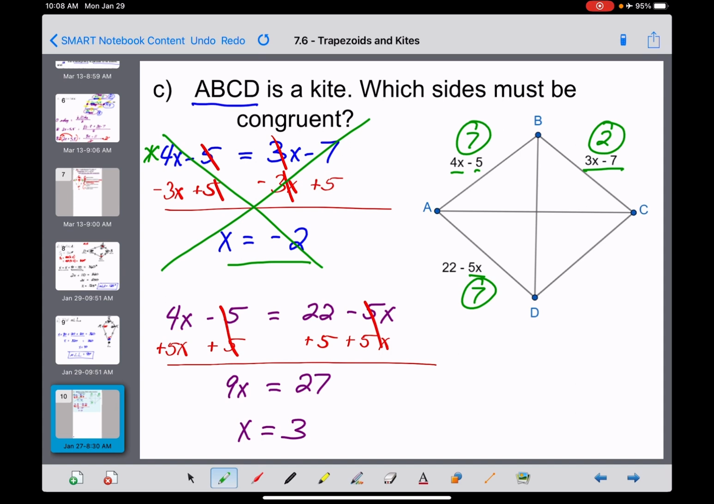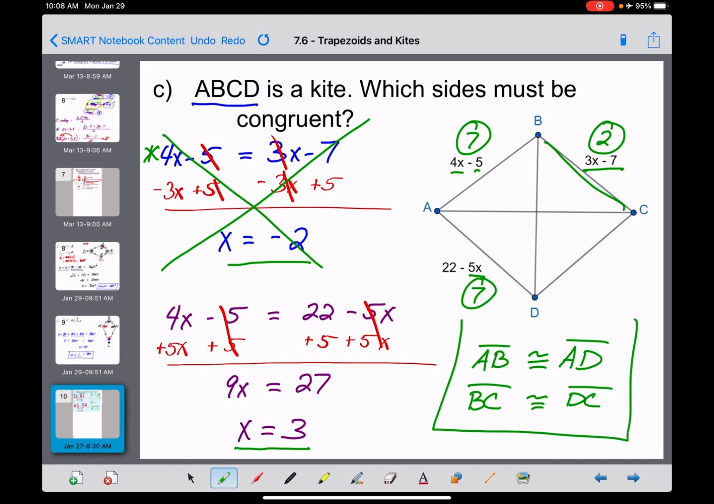So let me answer the question. It didn't say solve for x. Which sides must be congruent? We've learned now that line segment AB has to be congruent to line segment AD. And the only other conclusion would be that line segment BC, up here on the top right, would have to be congruent to line segment DC. And that would be the answer to this question. So we had to figure out the value of x in order to answer it, but the actual answer is given right here in that green box.